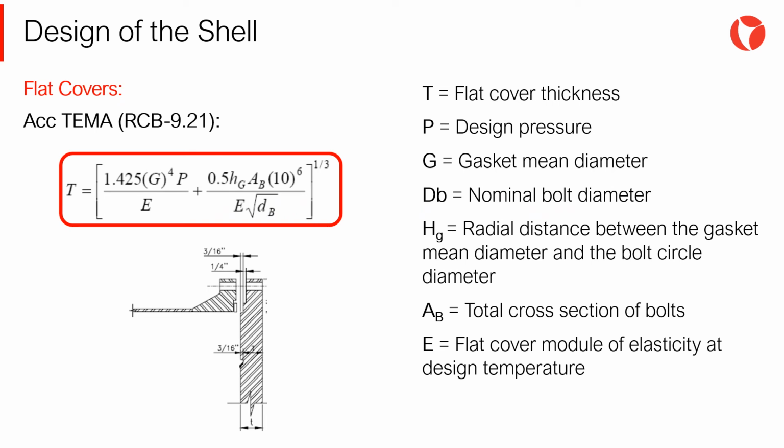Flat covers must be designed for the most critical condition. Due to the complex load system acting within the heat exchanger, shear and bending stresses are present in the calculation. The required thickness according to the TEMA code for flat covers is a function of the design pressure, the gasket mean diameter, nominal bolt diameter, the radial distance between the gasket mean diameter and the bolt circle diameter, the total cross-section of bolts, and the flat cover module of elasticity at design temperature.